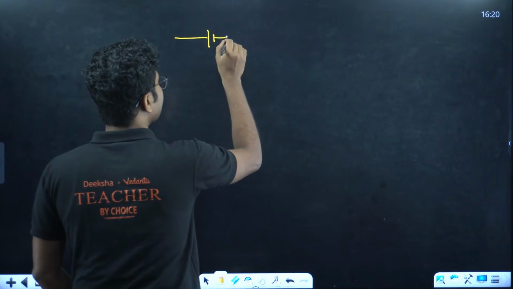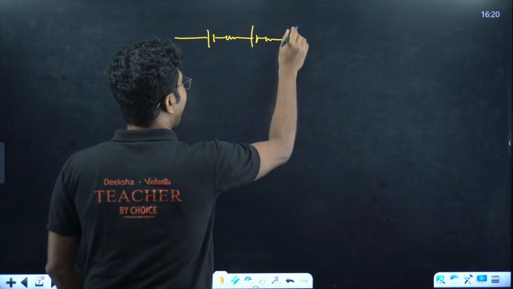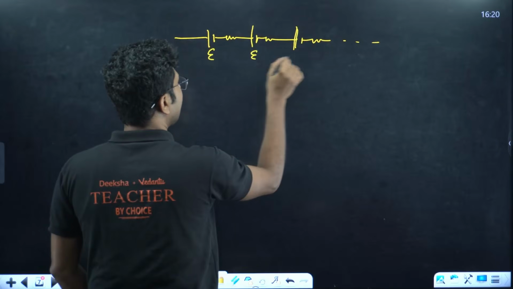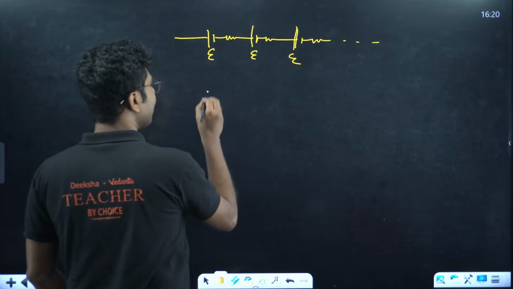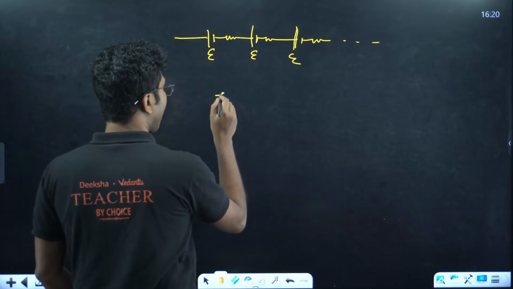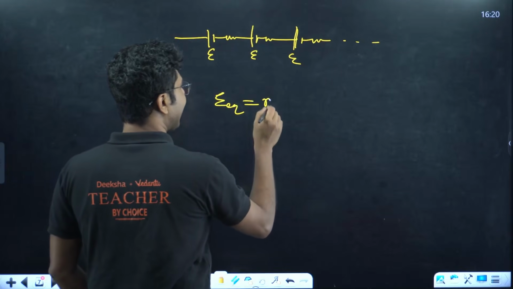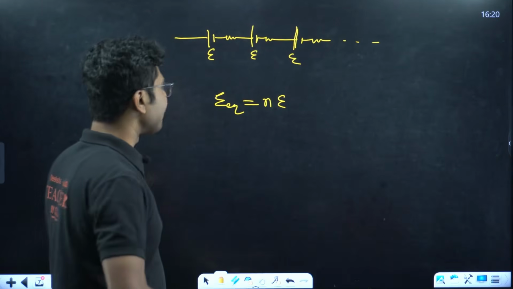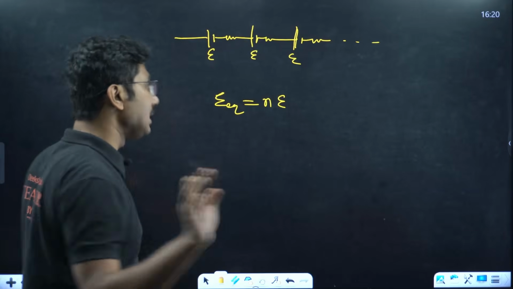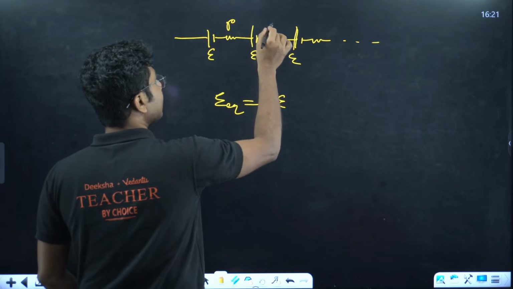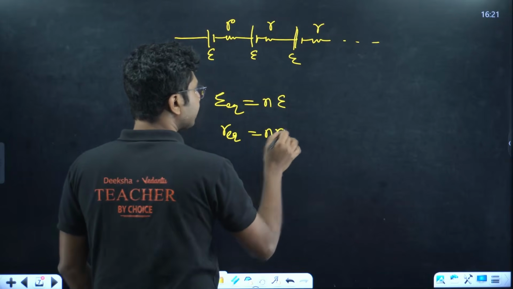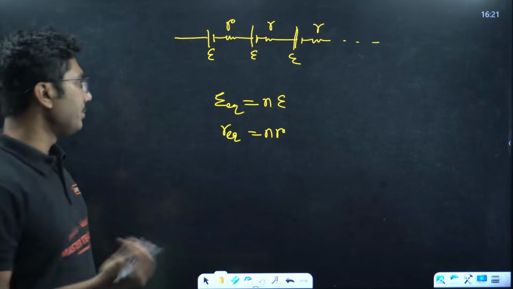If N such cells, all of them having epsilon, are connected in series, the equivalent EMF is given by epsilon plus epsilon plus epsilon and so on. N times, it will be N epsilon. Based on this, we have seen questions, so please listen carefully. All the internal resistances are also R, so R plus R plus R, so R equivalent is NR. If n number of them are there, it will be N into R, right?